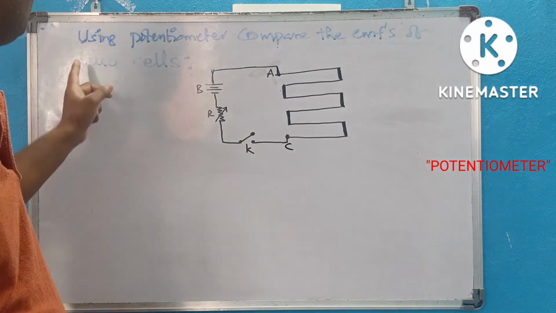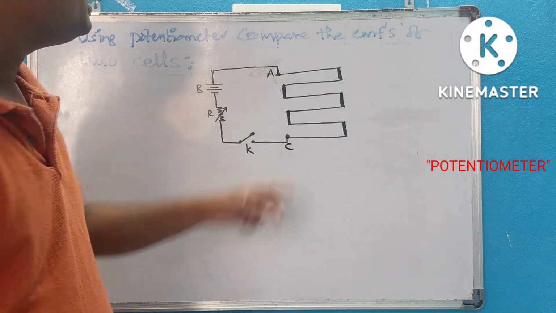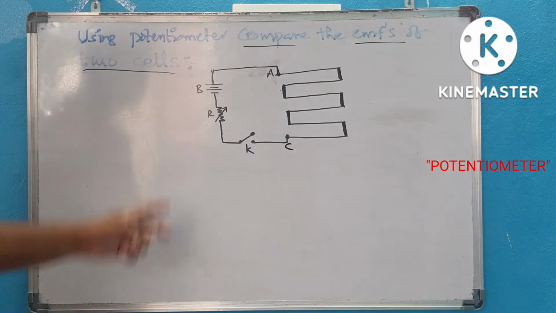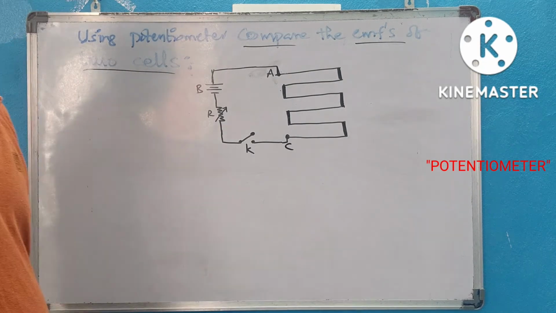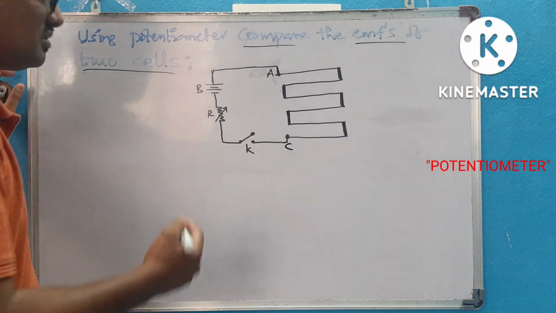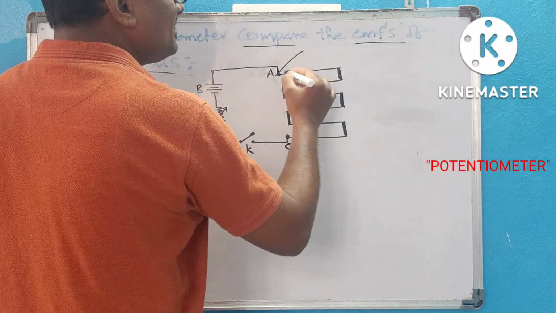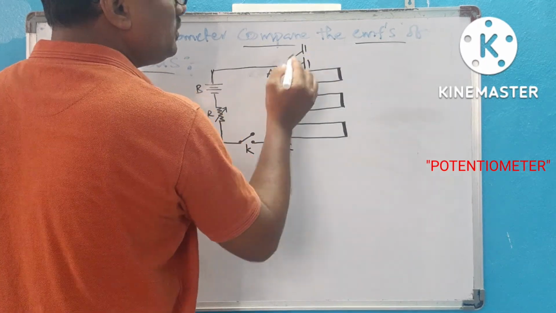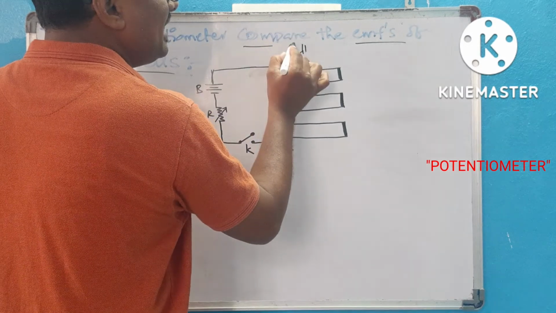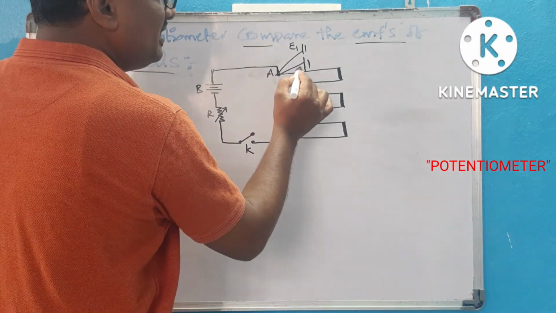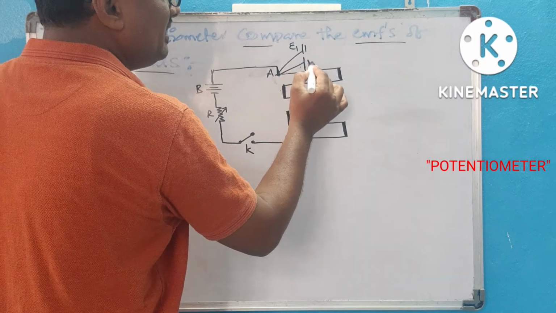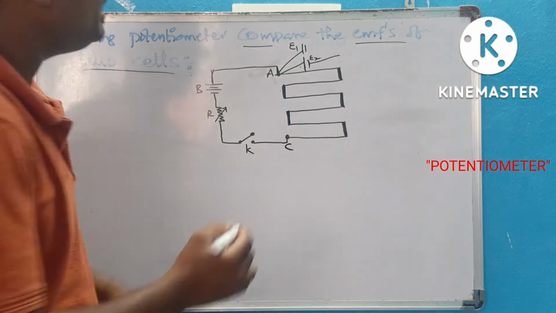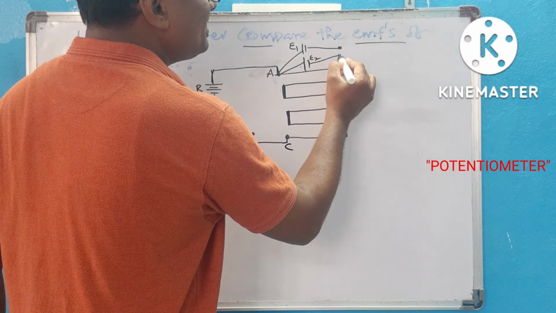But here our task is to compare the EMFs of two cells using the potentiometer. So here we connect the two cells. Those cells have EMFs E1 and E2. So two cells are connected.